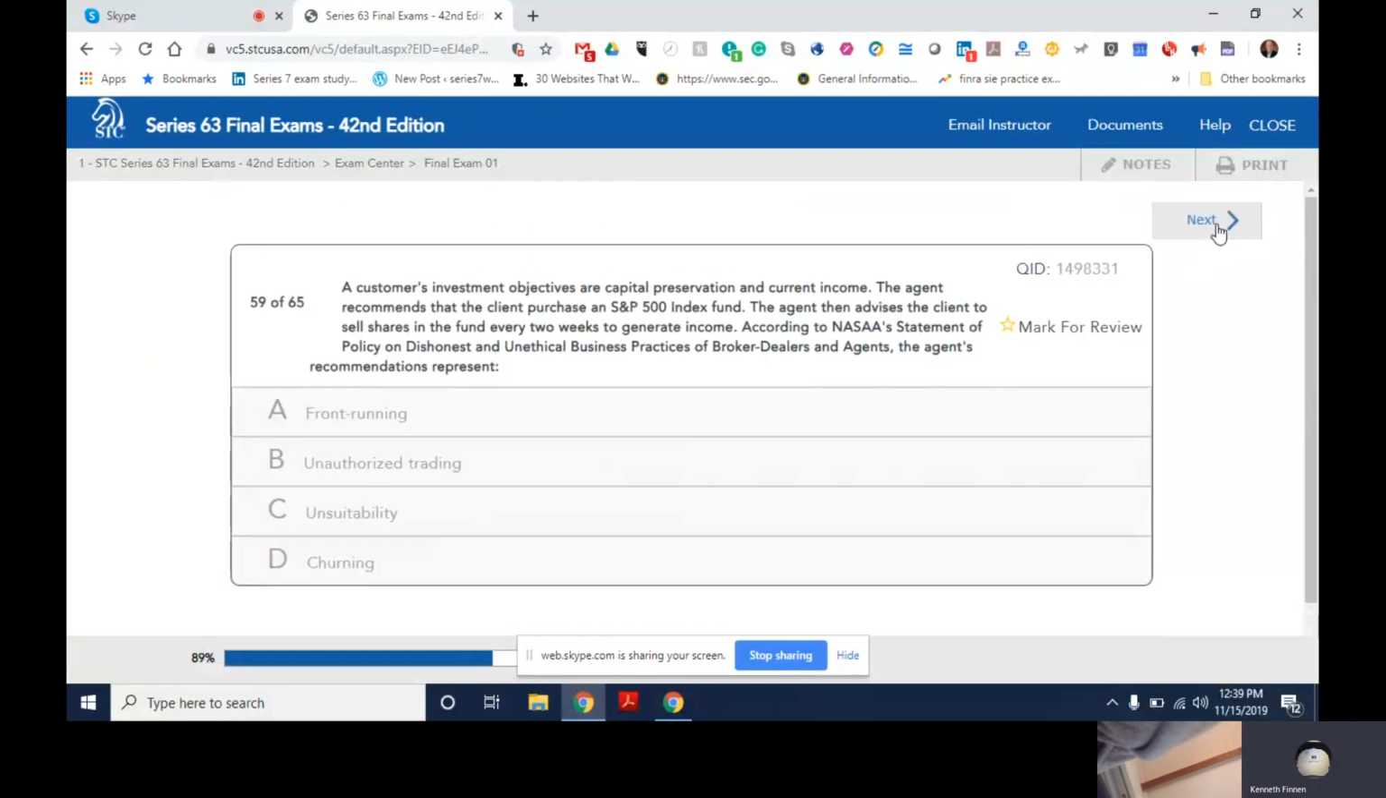It's in the contract. A customer's objectives are capital preservation and current income. The agent recommends a client purchase an S&P index fund.